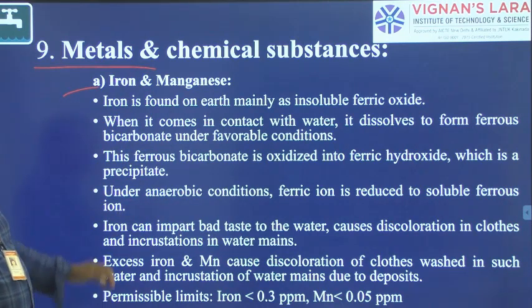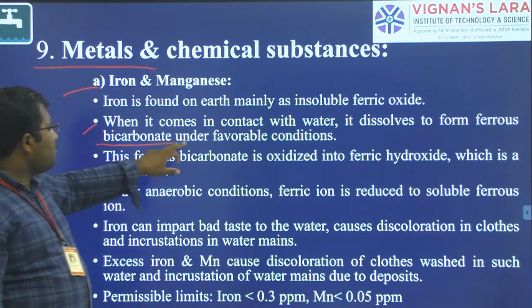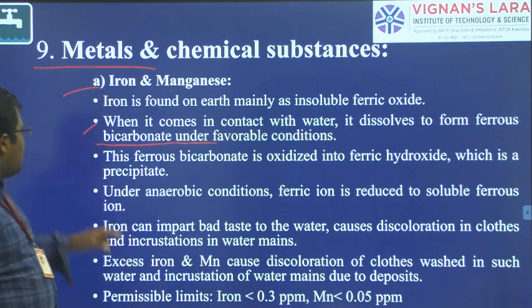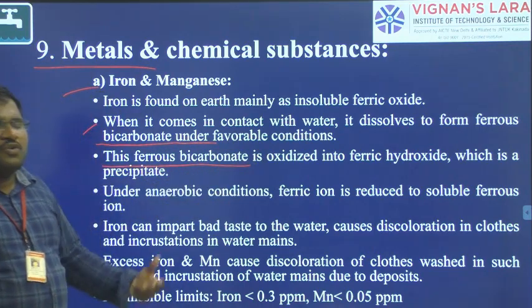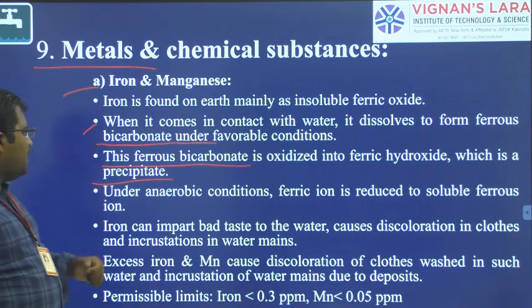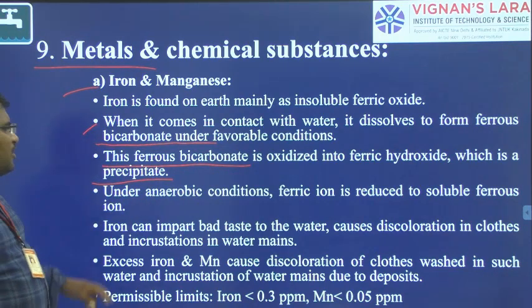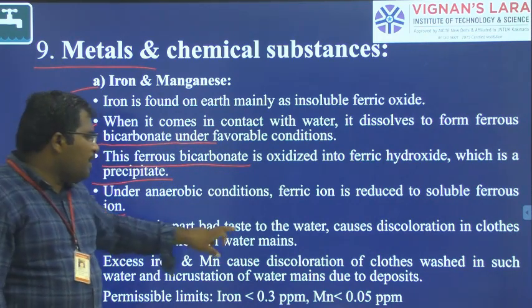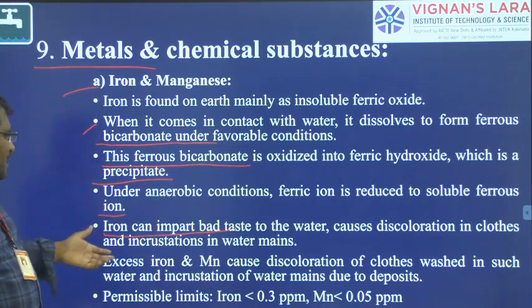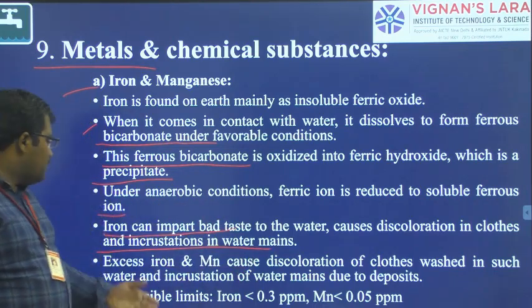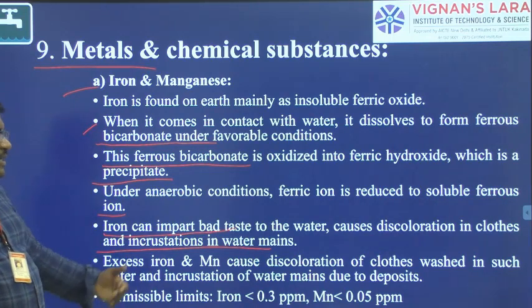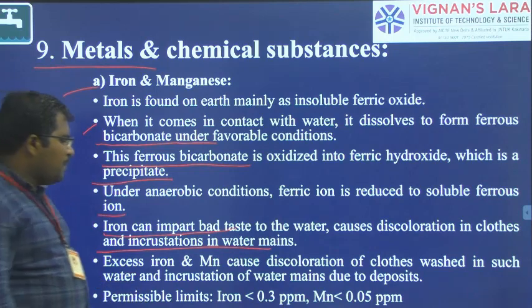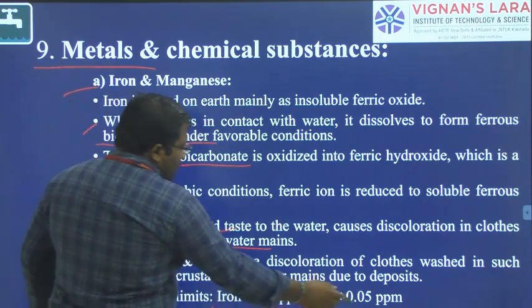Iron is found in earth mainly as insoluble ferric oxide. When it comes into contact with water, it is going to dissolve to form ferrous bicarbonate under favorable conditions. This ferrous bicarbonate is oxidized into ferric oxide, which is a precipitate. Under anaerobic conditions, ferric ion is reduced to soluble ferrous ion. So iron can impart a bad taste to the water and causes discoloration of clothes and incrustation in the water mains. Excessive iron and manganese is going to cause discoloration of clothes. Next, the permissible limit: iron should be less than 0.3 ppm, and manganese should be less than 0.05 ppm.